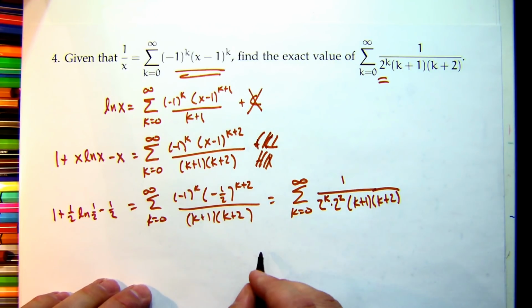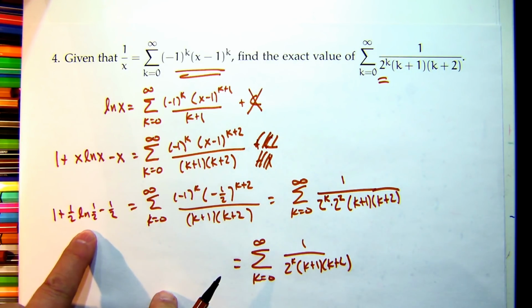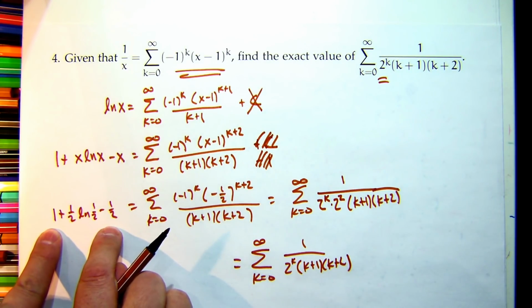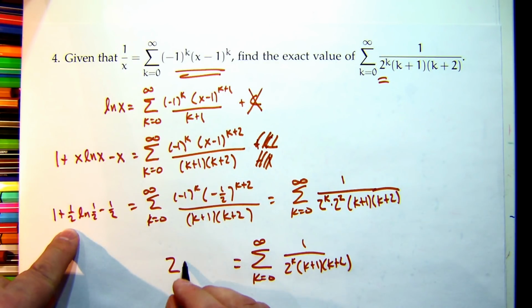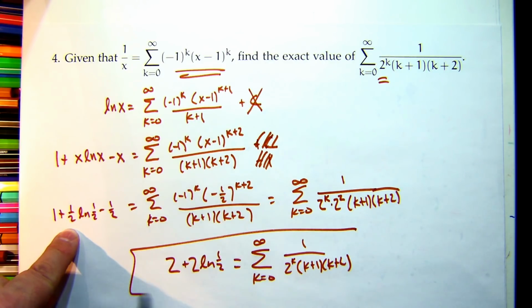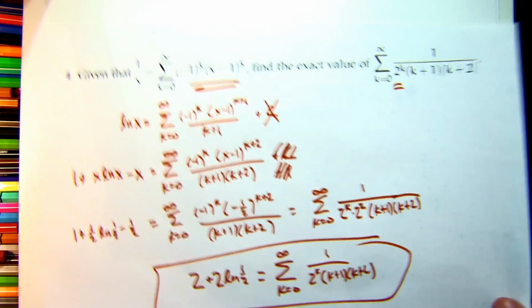Aha! And so, multiplying both sides by 4, you get the sum from 0 to infinity, 1 over 2 to the k plus 1 times k plus 2, will be equal to whatever this is times 4. 1 minus a half is a half, times 4 is 2. So 2 log a half. And there's the answer. Good times. Okay.